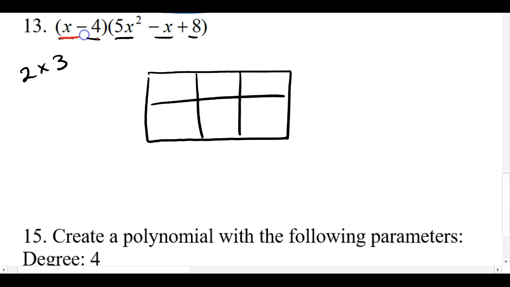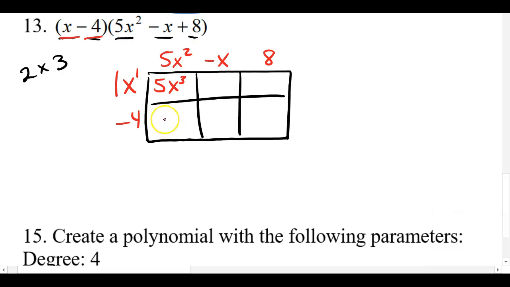And you're going to write the first terms in the first parentheses here, so x, and then negative 4. And then here, 5x squared, and negative x here, and then 8 here. And now you're going to multiply again. So remember, in front of this x I have a 1, and the exponent is 1. So don't forget that. That'll help us figure out what to put in this box. So first the numbers, 1 times 5, and then multiply the x's. And remember, when we multiply the x's, we add the exponents, so 1 plus 2.